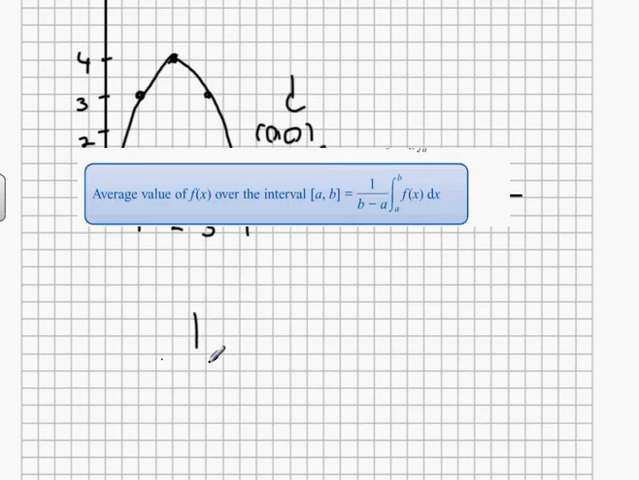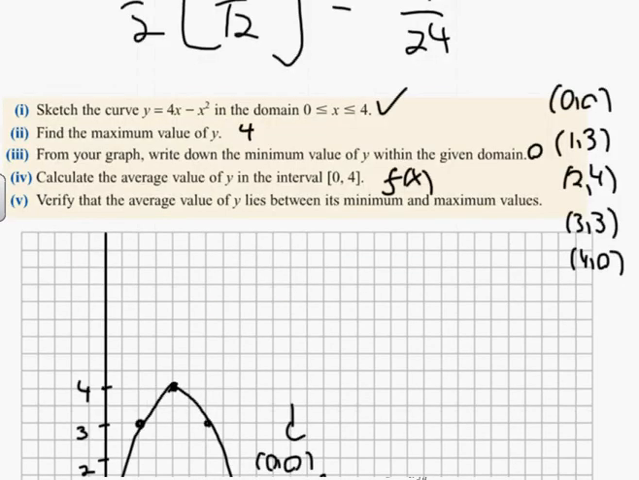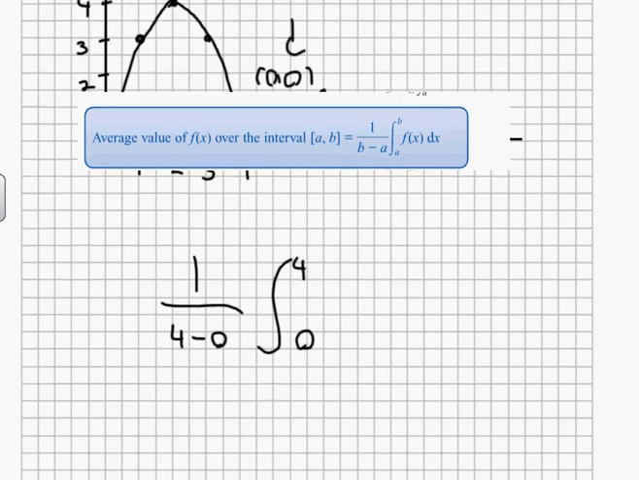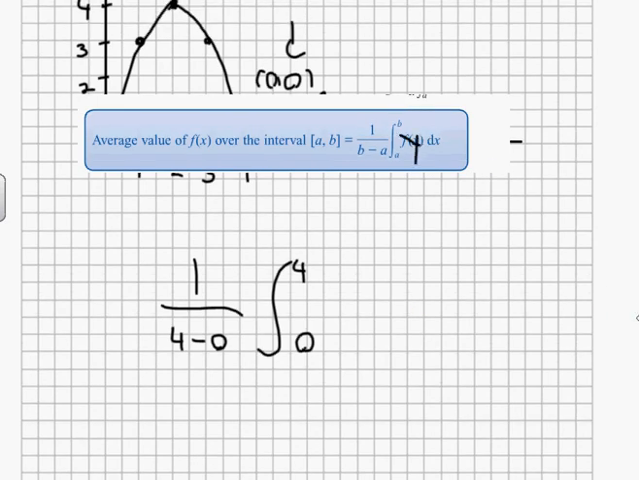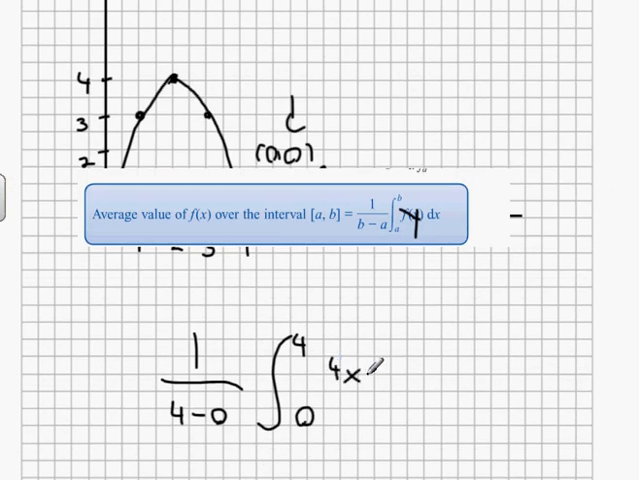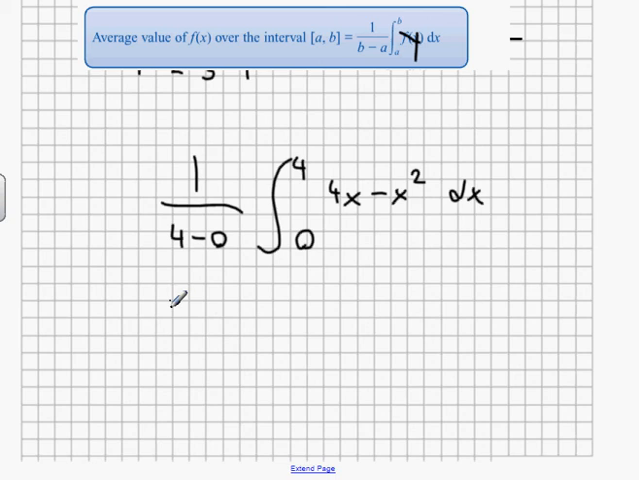So over the interval, the upper limit minus the lower limit, it's going to be 0 to 4, so that's 1 over 4 minus 0, the integral from 0 to 4 of f of x dx. What is f of x? It's basically y dx. So what is y? 4x minus x squared dx. Integrate. So it's going to be a quarter.